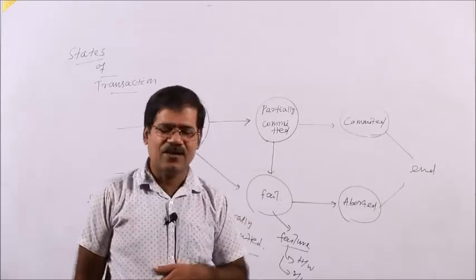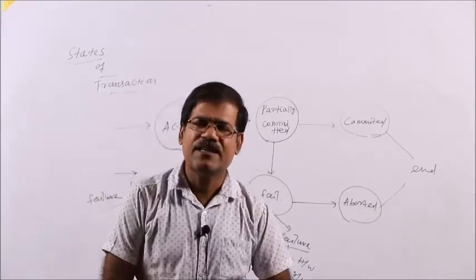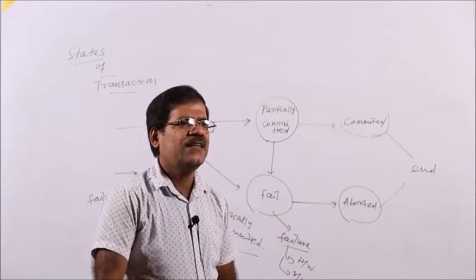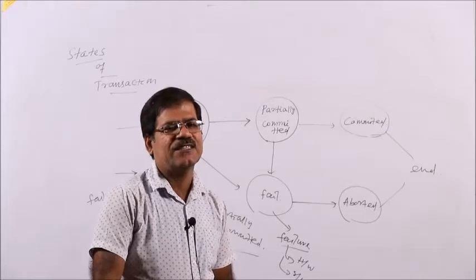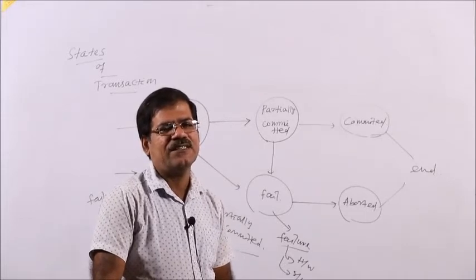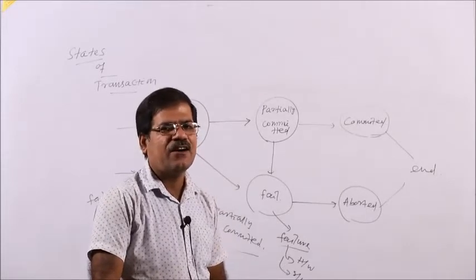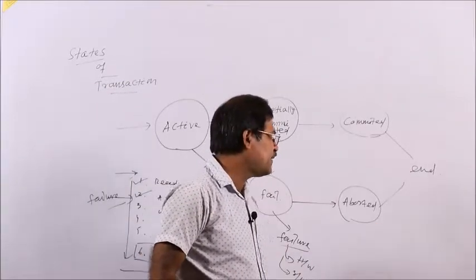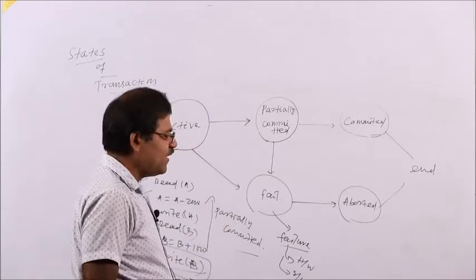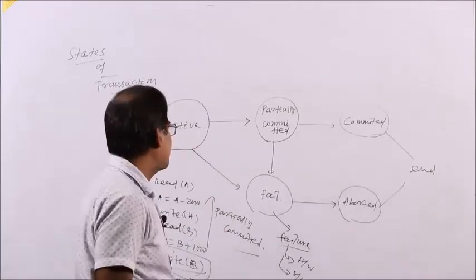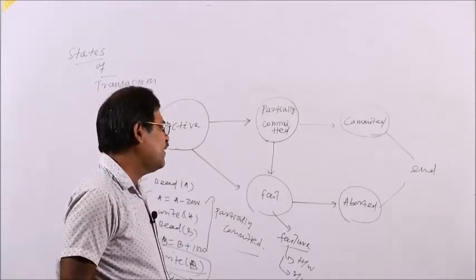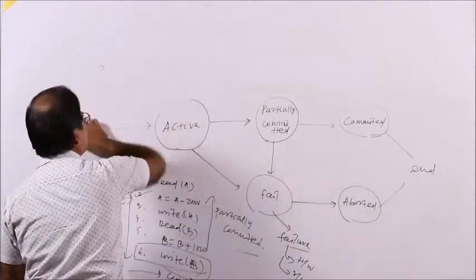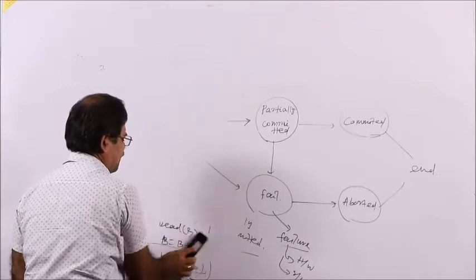Aborted means if a failure occurs, obviously we sometimes forcefully terminate the transaction. If a link failure or any other type of failure occurs, there may be a chance of the transaction being aborted. Aborted means it is forcefully terminated, so the transaction ends. So these are the different states of a transaction: active state, partial commit, fail state, aborted state, and committed state. Last we get the end of the transaction.